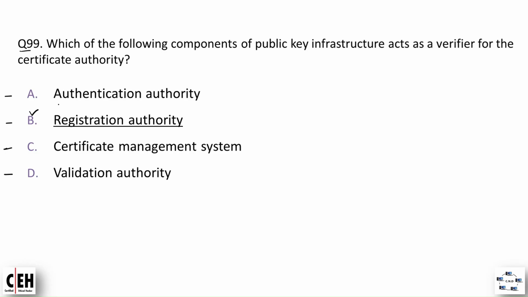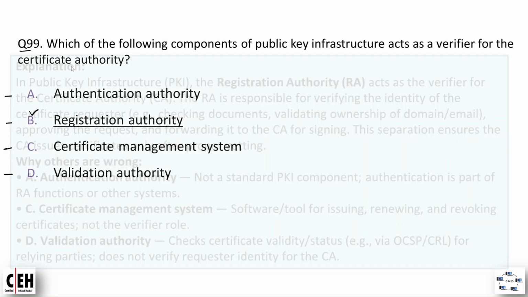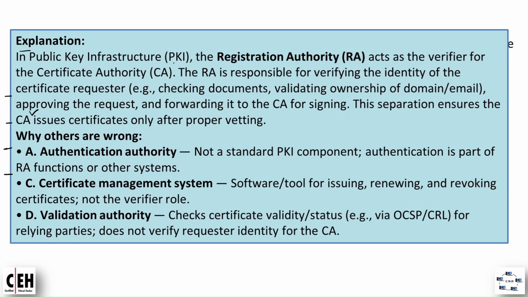option B, registration authority. And the explanation is, in public key infrastructure, PKI, the registration authority acts as the verifier for the certificate authority, CA. The RA is responsible for verifying the identity of the certificate requester, for example, checking documents, validating ownership of domain and email, approving the request, and forwarding it to the CA for signing. This separation ensures the CA issues certificates only after proper vetting.